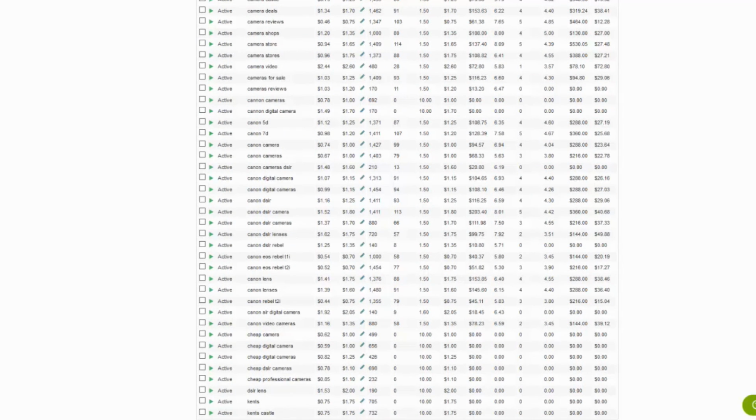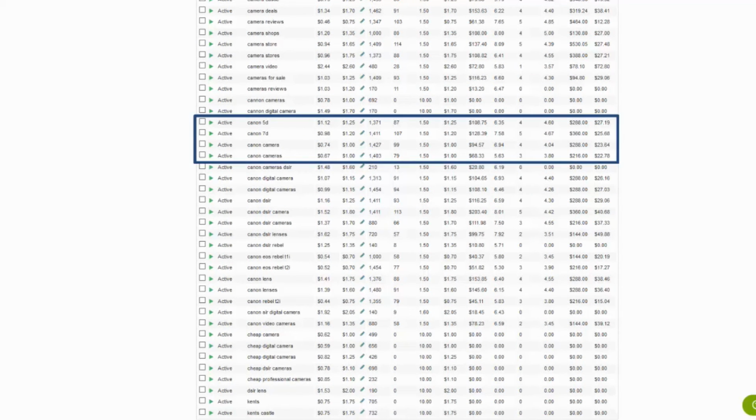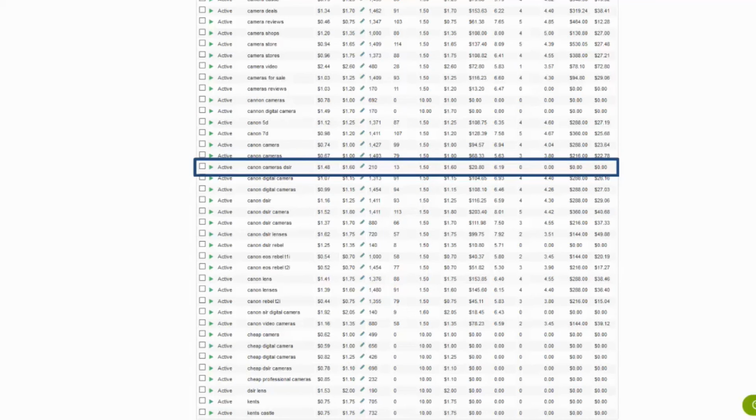And if we go one by one, we can see the keywords that are working, keywords that are not. So the Canon 5D, Canon 7D, Canon camera, these seem to be working well, but Canon cameras DSLR, we have a 0% conversion rate, which, hey, we only have 13 visits from that keyword. Maybe we let that go another round to see if things will change, or maybe we pause it.